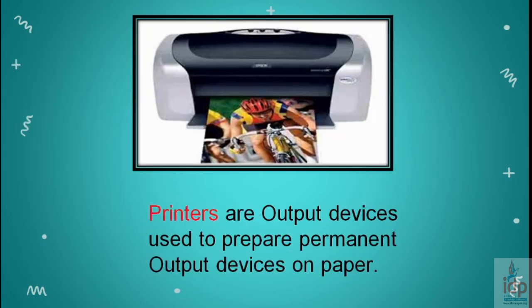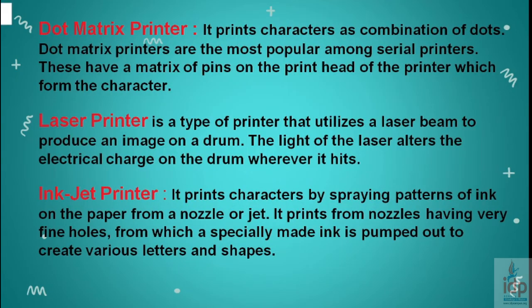Last one is printer. Printers are output devices used to prepare permanent output on paper. The output printed on paper is called a hard copy. The output can be either in black and white or in color. The most commonly used printers are dot matrix, inkjet and laser printers.